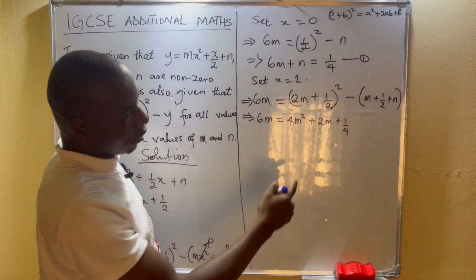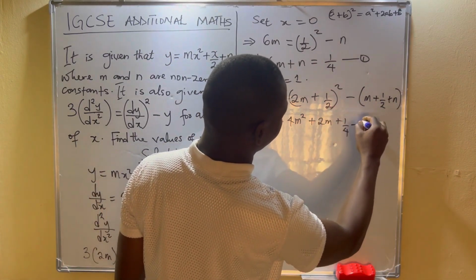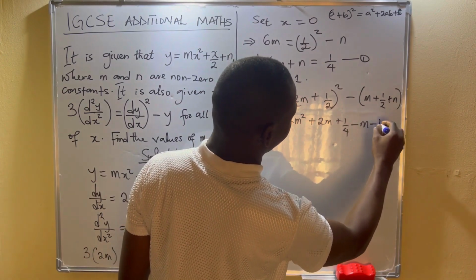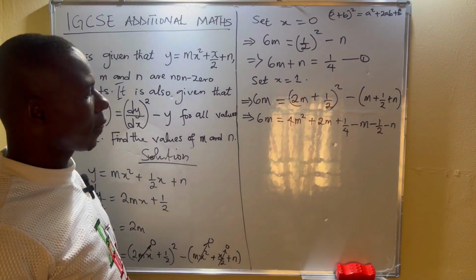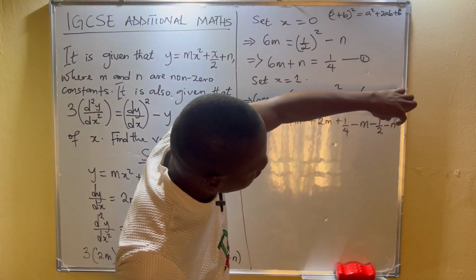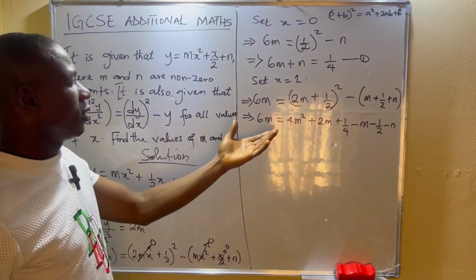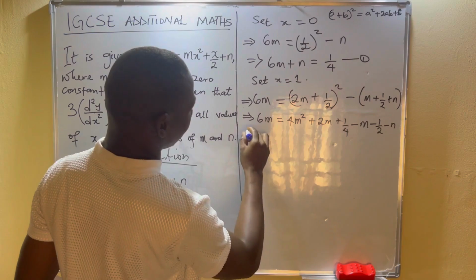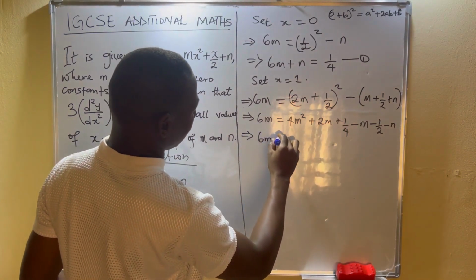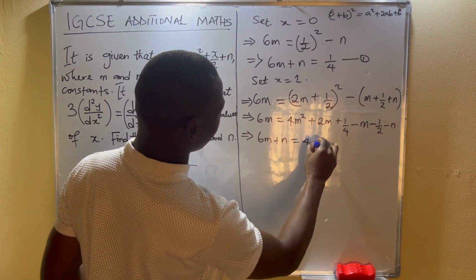Right? Then I will open my bracket with minus. I have minus m here, minus 1 over 2, minus n. All right. Then let me move this minus n to this side to come and be with this 6m. We have 6m plus n will give me 4m squared.